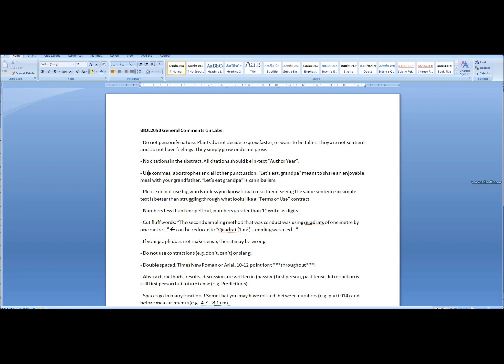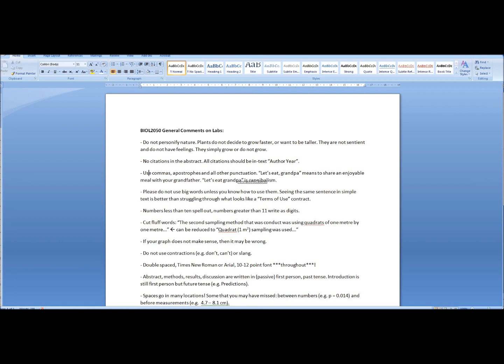Use of commas, apostrophes, and all other punctuation. Please actually use them. Sometimes you guys use them too much. In other instances, you don't use them at all. So please know appropriately when to put them. Periods go at the ends of sentences, etc. There's a common expression that goes around right now. "Let's eat, Grandpa" means to share an enjoyable meal with your grandfather, whereas "Let's eat Grandpa" is cannibalism. So try to keep your punctuation to the best of your ability.